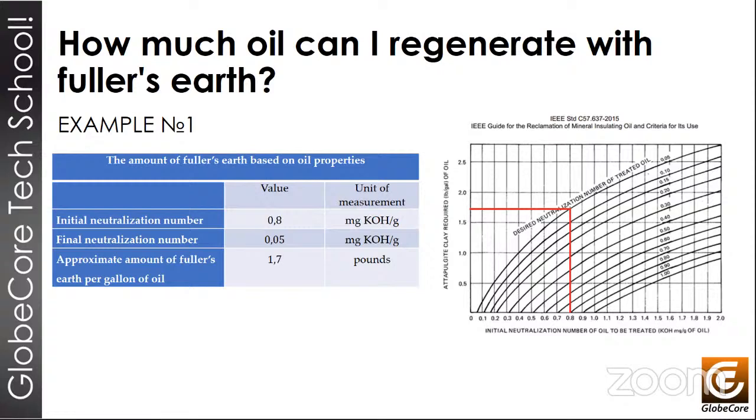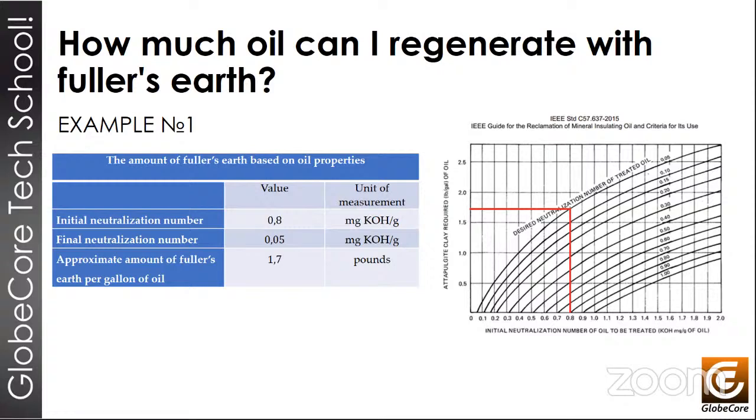There are processes that do, and it's a bit of a controversial topic, because if we use heating incorrectly, some sources claim that in a Fuller's earth process with incorrect heating, we might run into problems with corrosive sulfur. So in Globecore equipment, we don't use heating in the regeneration process.